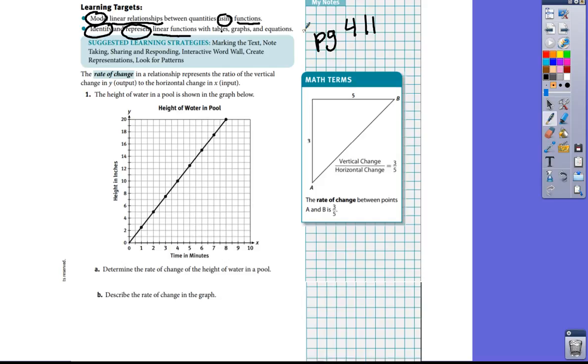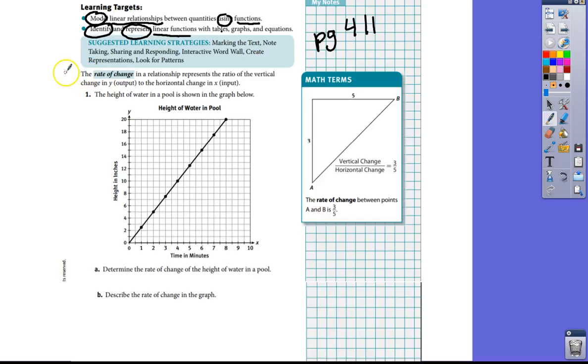All right. Our suggested learning strategies are marking the text. That's what we just did. Note taking. You're used to doing that. Interactive word wall. There's a word wall up front. Create representations. That's making the graphs. And look for patterns, which is when we look at tables to see if we can find the slope.